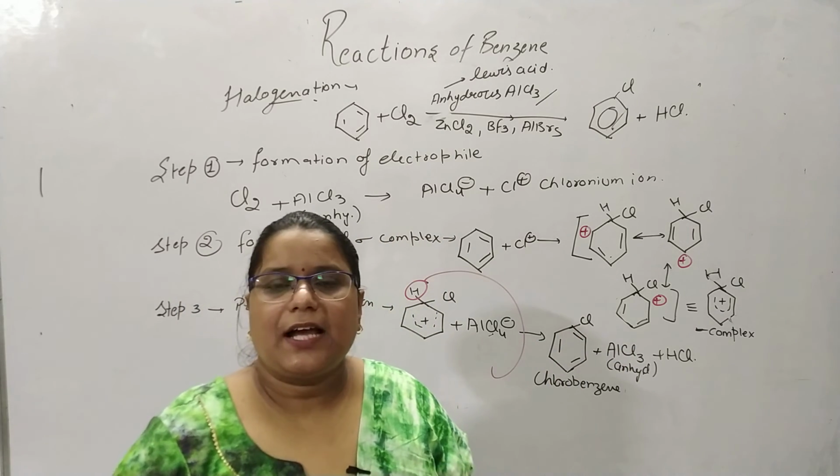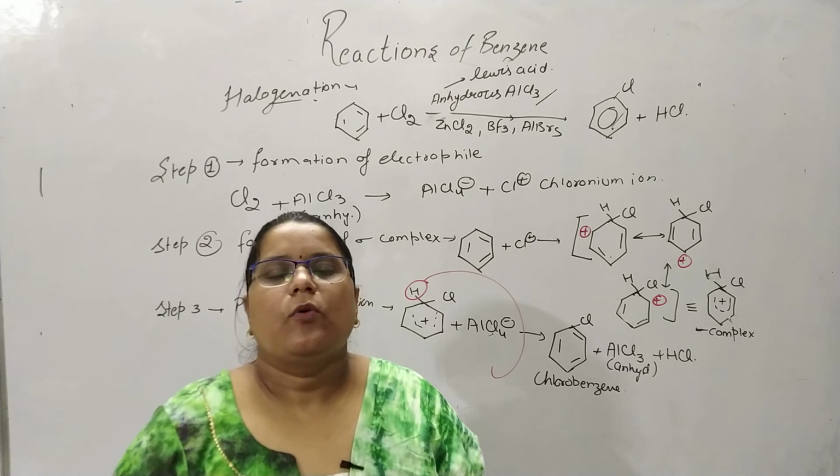Like that, you can form other halobenzenes: fluorobenzene, iodobenzene and bromobenzene. So this is the whole complete halogenation.